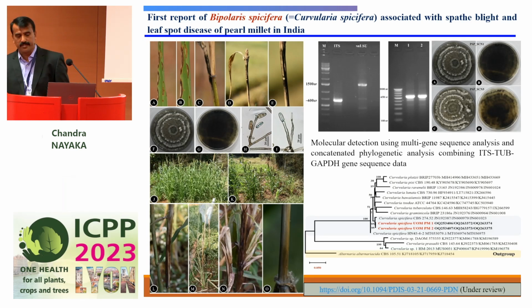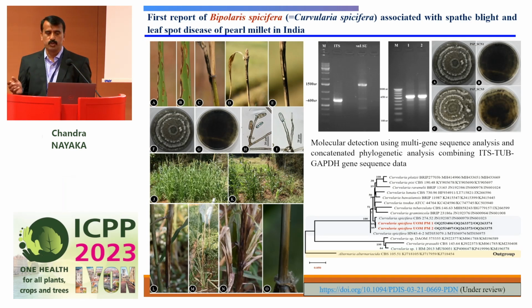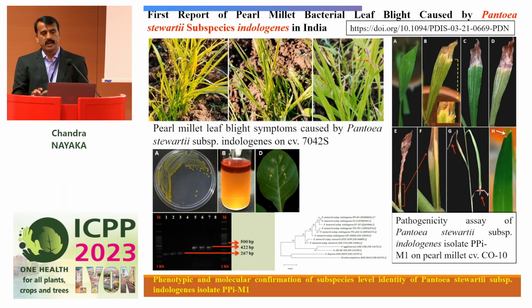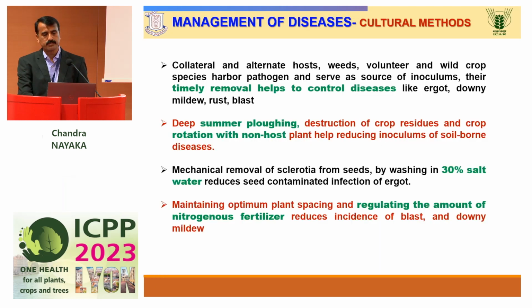Recently, in 2023, we reported one more disease in India. It is caused by Bipolaris spicifera, and it was published recently in Plant Disease. And in 2022, we observed and reported one more disease, bacterial blight, caused by Pantoea stewartii. It was also published in Plant Disease in 2022.